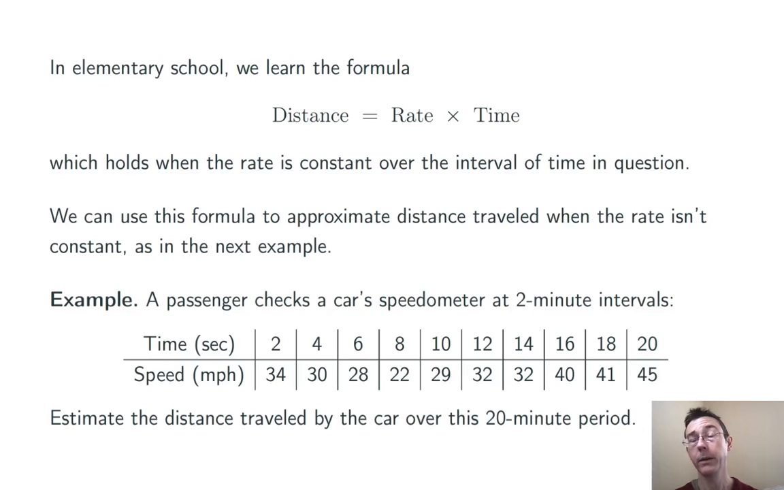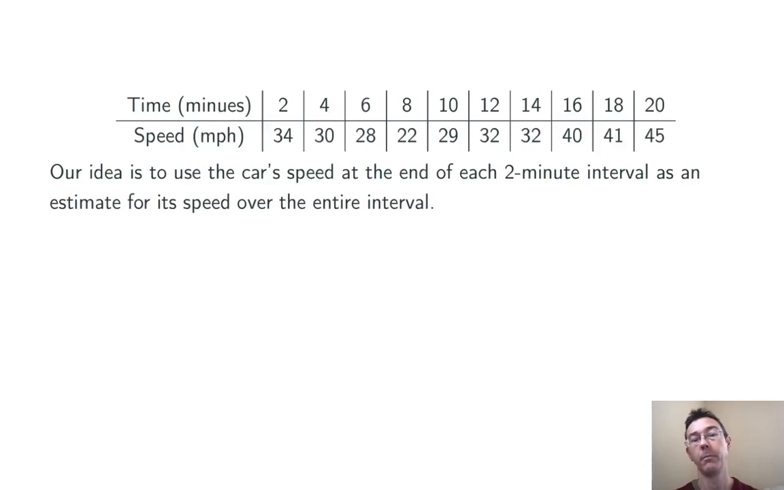Now, we should not expect to be able to get an exact value here. We have very incomplete information. But we should still be able to get an estimate using this formula up above. The idea is to use the car's speed at the end of each 2-minute interval as an estimate for its speed over that entire interval. So, for example, from t equals 0 to t equals 2, we'll take the car's speed to always be 34 miles per hour, even though we don't know that's exactly the case.